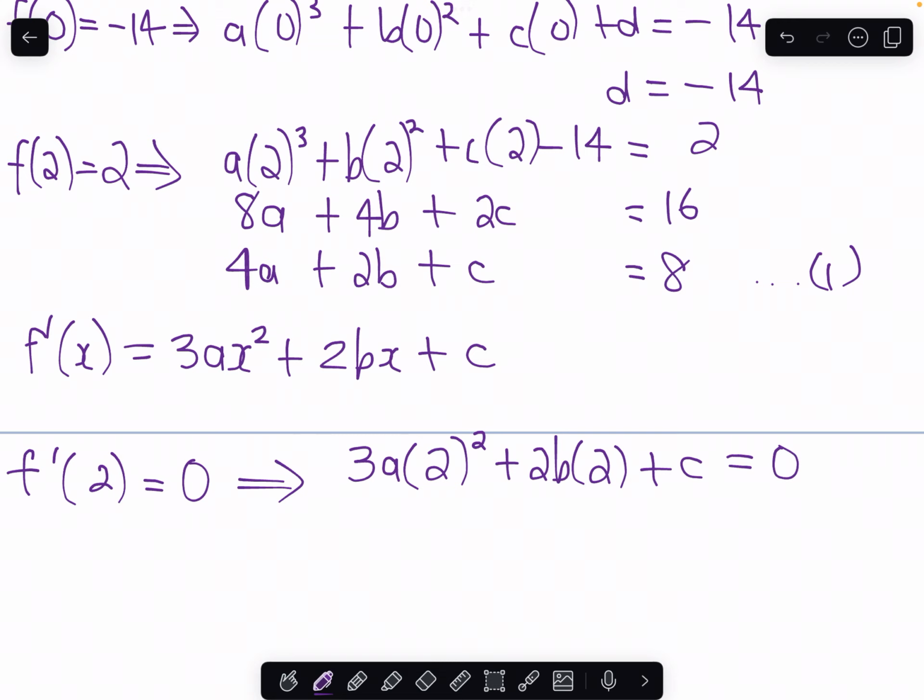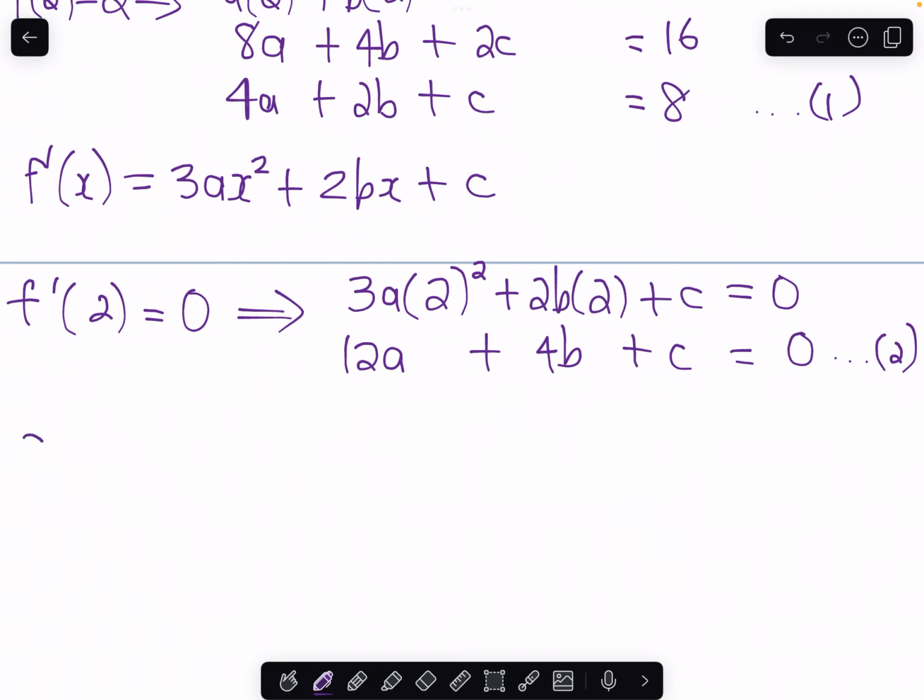So that's 3a times 4, 4b plus c is equal to 0. So that will be my second equation. And then lastly, we know that f double prime of 2 is also equal to 0.